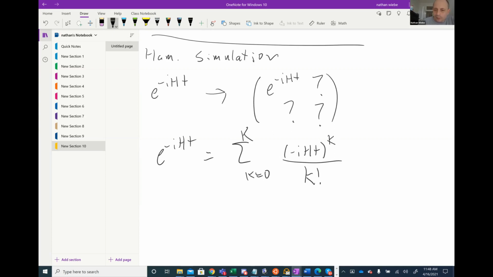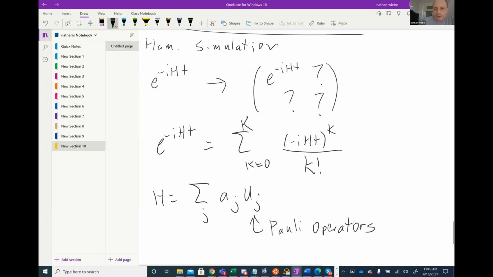Now, let's assume that our Hamiltonian is of the form sum over j, a sub j, u sub j. And these u sub j's could, for example, be Pauli operators. And again, all problems in general can be written this way, but in particular, problems like second quantized chemistry as well as spin models actually have a very concise decomposition in terms of the number of Pauli operators. So only a polynomial number in the number of spins are needed. So this is what we have.